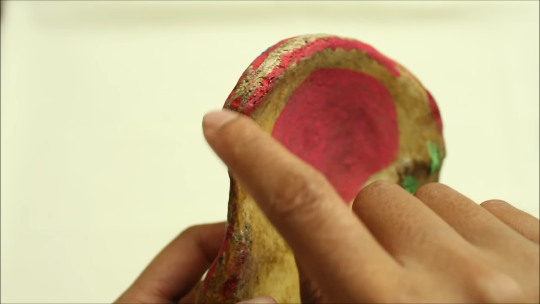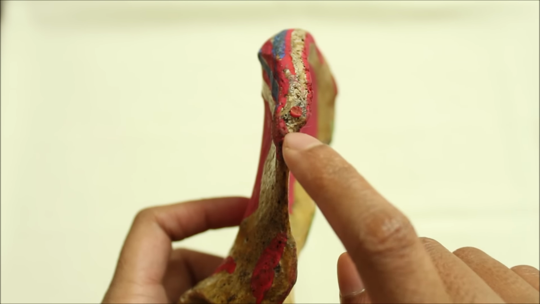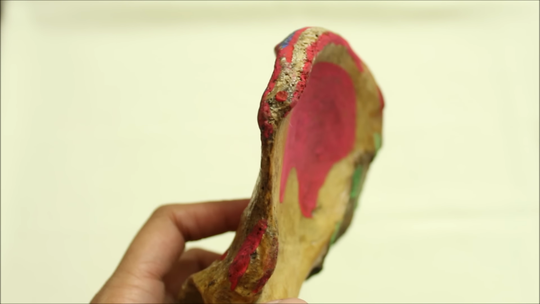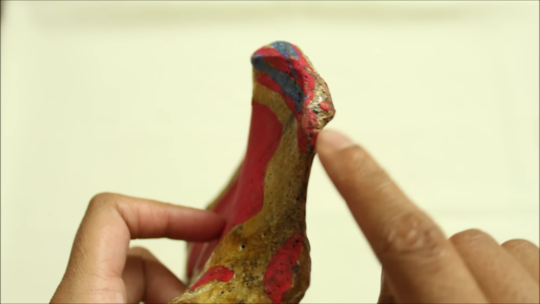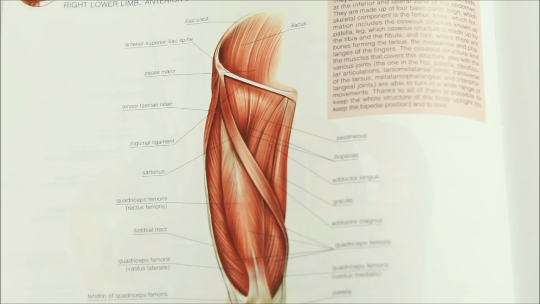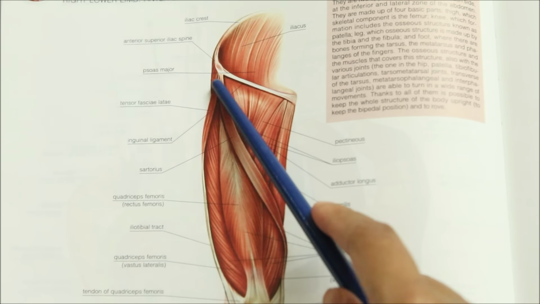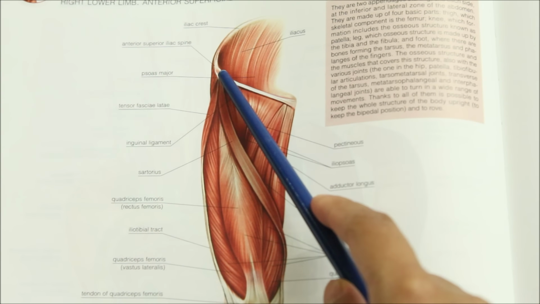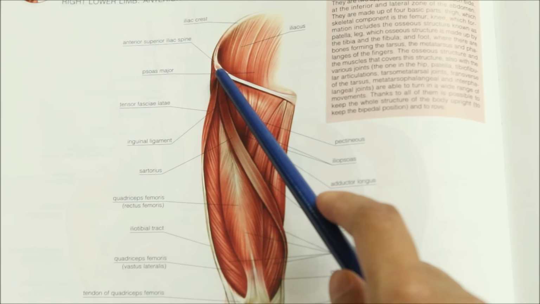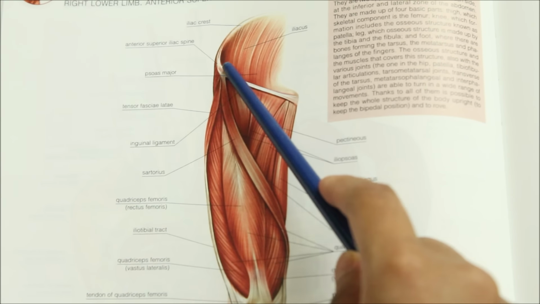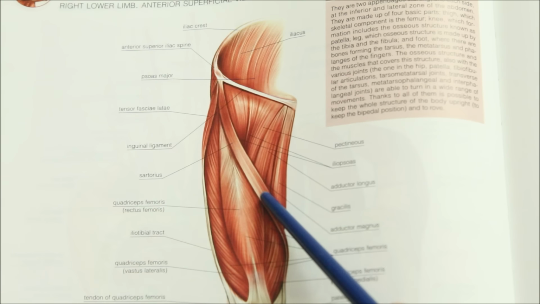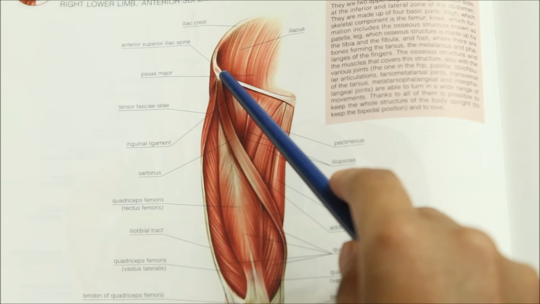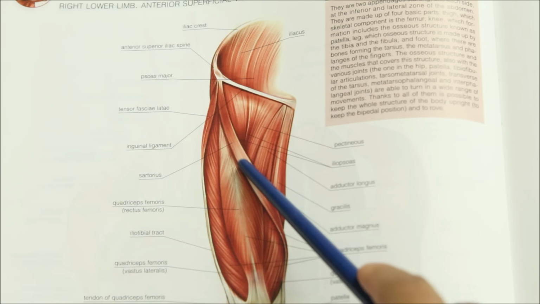The anterior superior iliac spine gives attachment to the lateral end of the inguinal ligament. It also gives origin to the sartorius muscle that you can see right here, marked in red. This is the anterior view of the right lower limb. This is the inguinal ligament, and the anterior superior iliac spine gives attachment to the lateral end of the inguinal ligament. Now this muscle you see here is the sartorius. The anterior superior iliac spine also gives origin to the sartorius muscle.